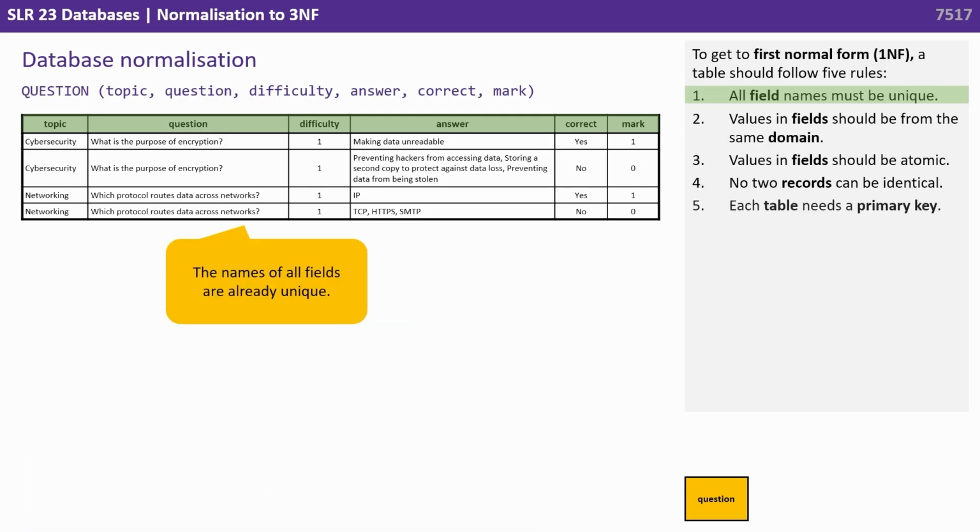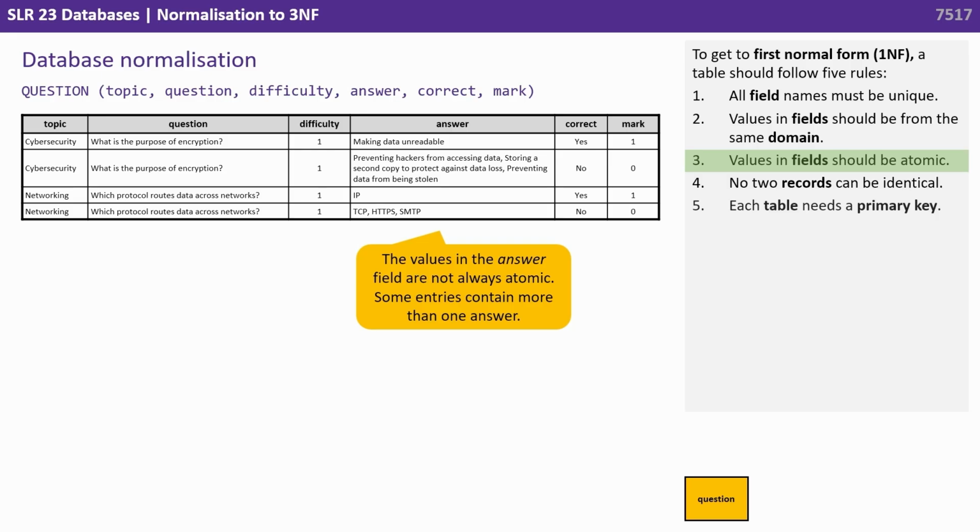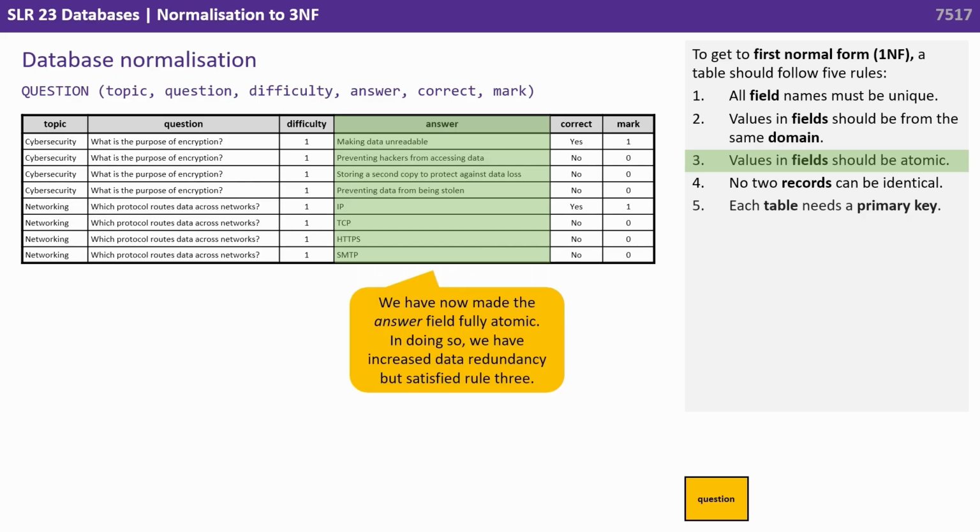So to get to first normal form, we follow 5 rules. All field names must be unique. They are already. Values in fields should be from the same domain, and they are already. Rule 3, value in field should be atomic. Well, the values in the answer field are not always atomic. Some entries contain more than one answer. We've now made the answer field fully atomic. In doing so, we've increased data redundancy but satisfied Rule 3.